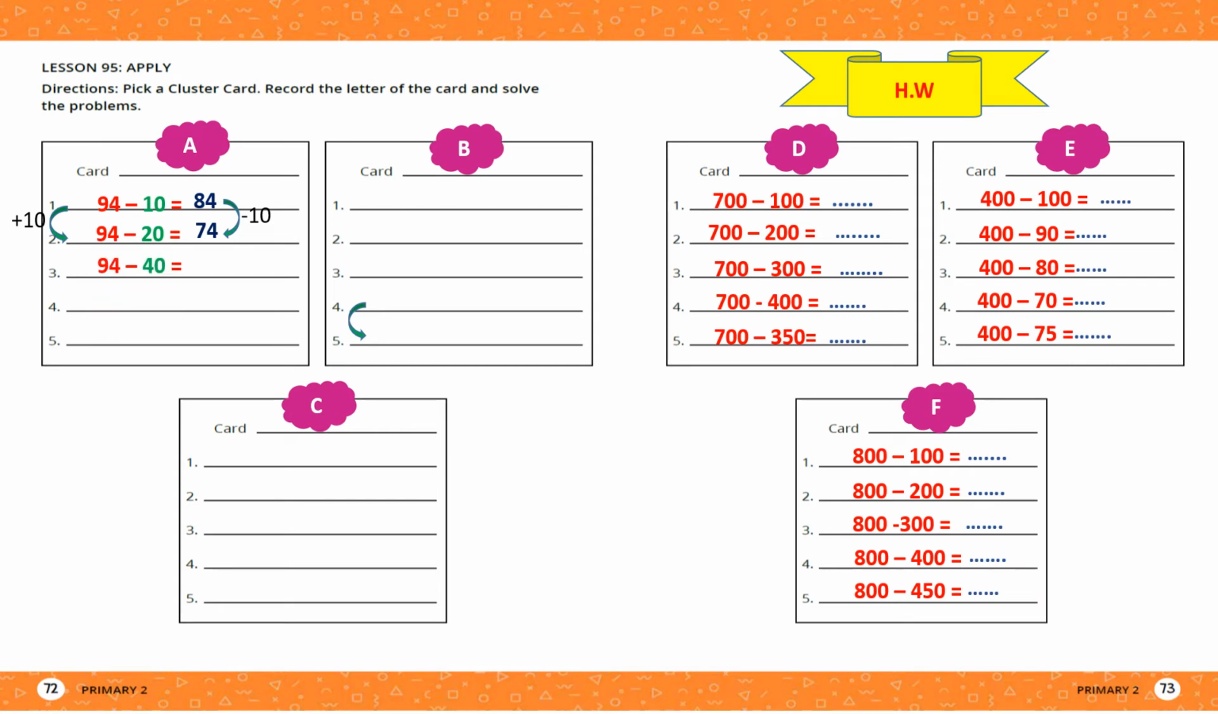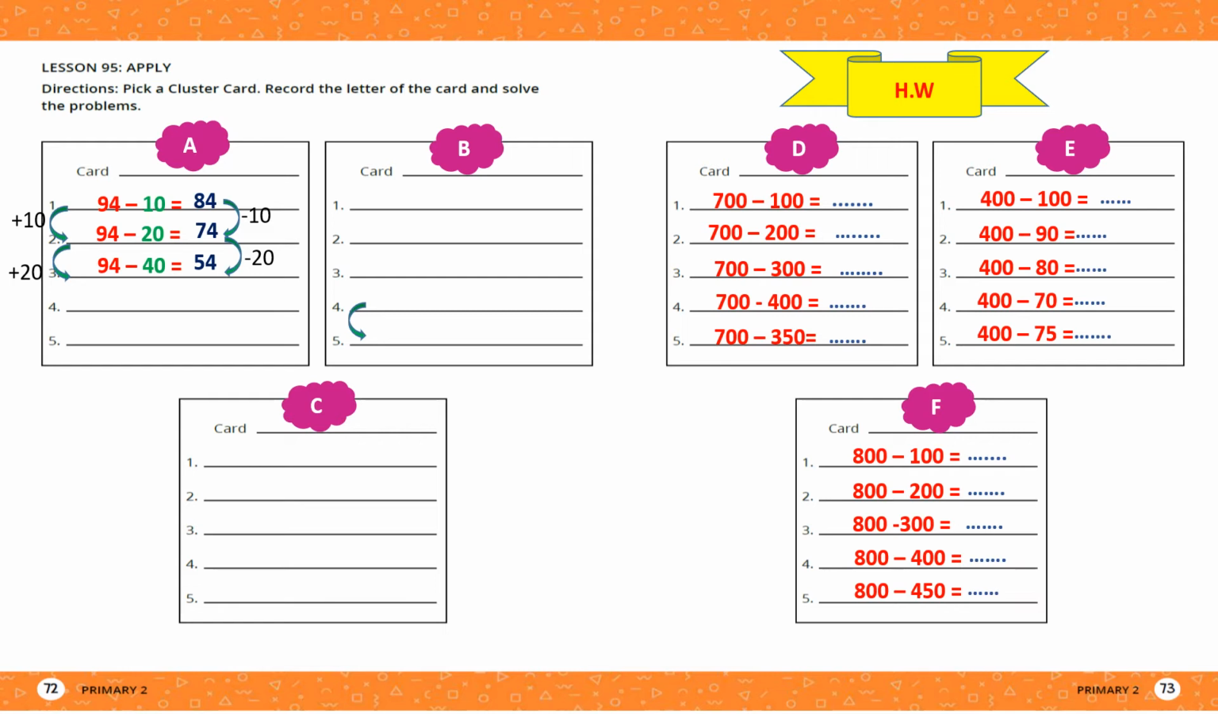The third equation, 94 minus 40. Now look carefully. 94 stays the same, but 20 becomes 40. It increased. So what did we do here? We added 20. 20 plus 20 equals 40. We said if I added a number to one side, I must subtract the same number from the second side. I added 20 here, so I must subtract 20 from 74. 74 minus 20 equals what? Equals 54.